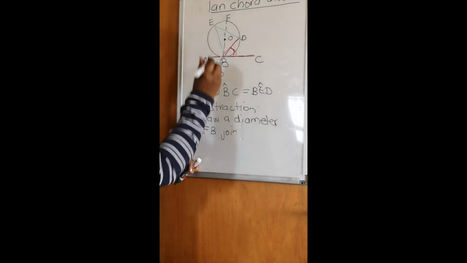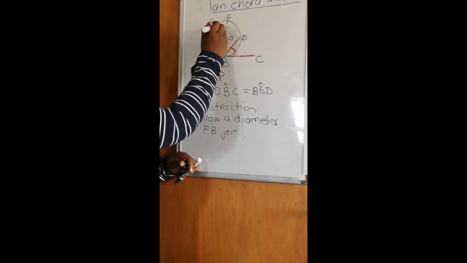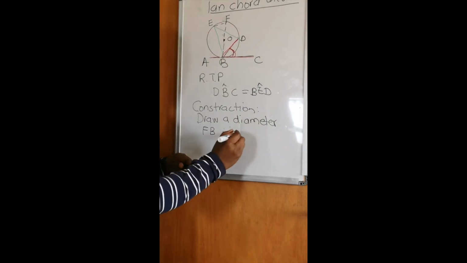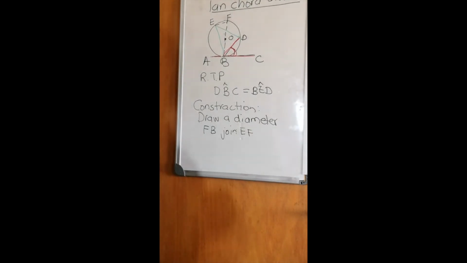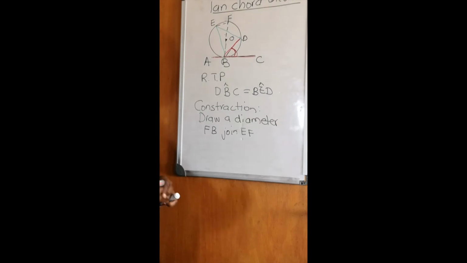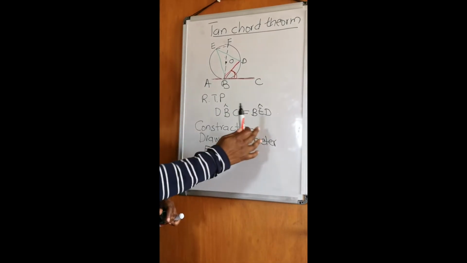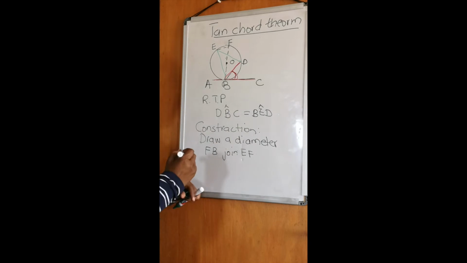And then another construction, you're going to join E, F. This is very important, line EF. If your construction is wrong, no marks. You get 1 mark when you have this. Then you start with the proof.